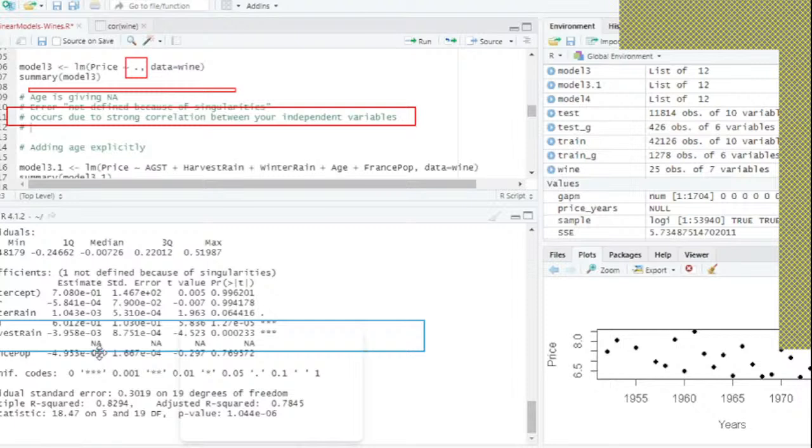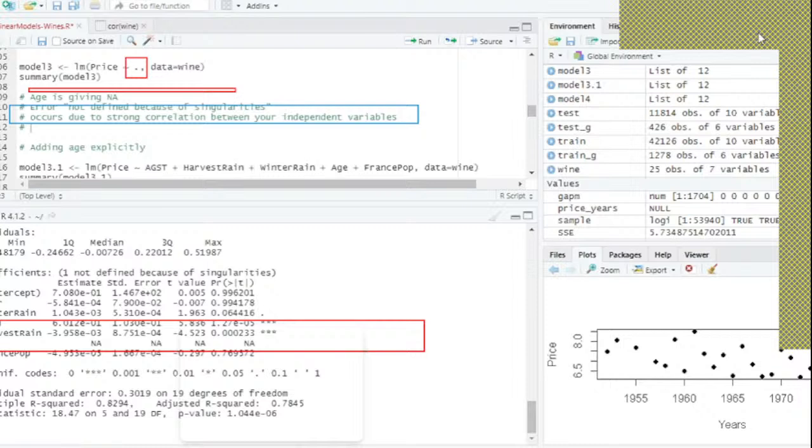Age, you have to include age, right? But why is this age coming as NA? The reason age is coming as NA is because there is a high correlation between age and population. So the model has taken population, because the impact it has seen, whether it puts in age or population, is going to be the same, right?